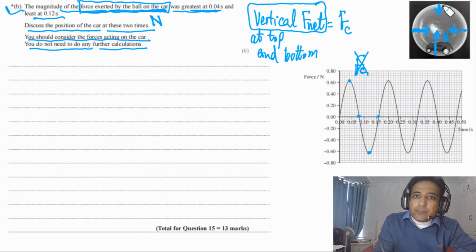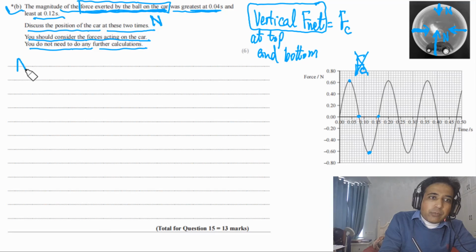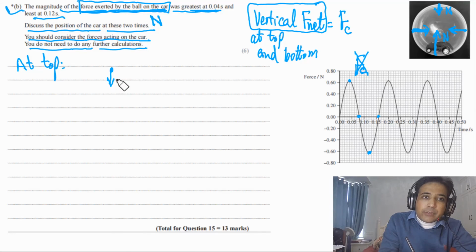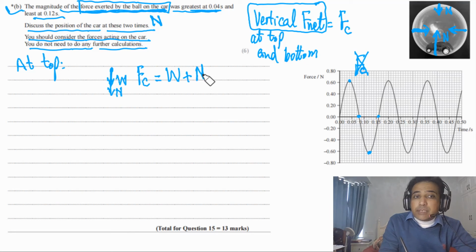Now we need to understand the forces at this point and forces at this point. First of all, I will talk about the top. So how many forces are acting on the car? I hope you will say one force on the car is the weight of the car. So we can say this is W of the car. And also there is a normal force on the car, a pushing force by the ball on the car, that is N. And in this case, centripetal force is equal to W plus N. And this N will be minimum.